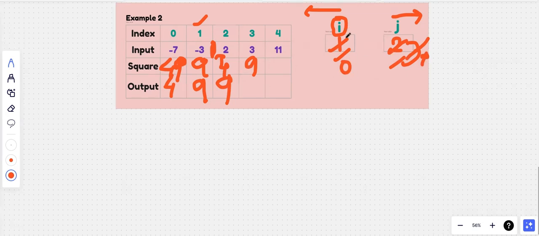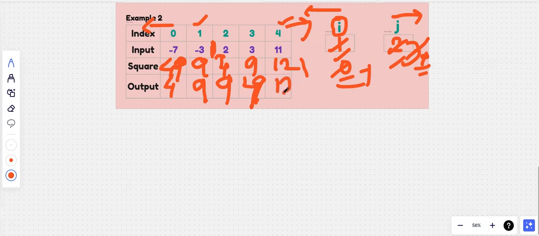Now we can compare the square of the number at position 0 and position 4. So the square of the number at position 0 is 49 and the square of the number at position 4 is 121. So we will push 49 and decrement the pointer to -1. So since we are not left with any of the squares of negative numbers, we will push the remaining squares of positive numbers one by one from left to right. So we can see the resultant array is in sorted, non-decreasing order.